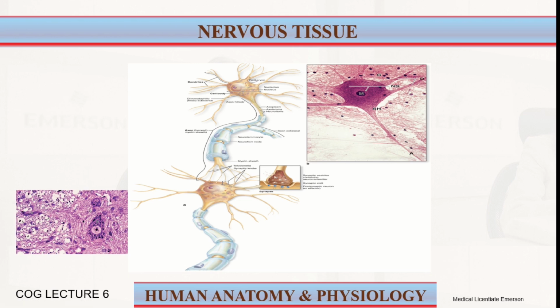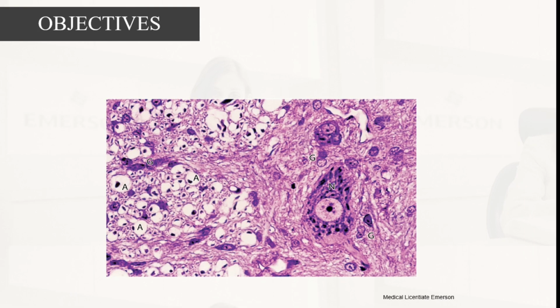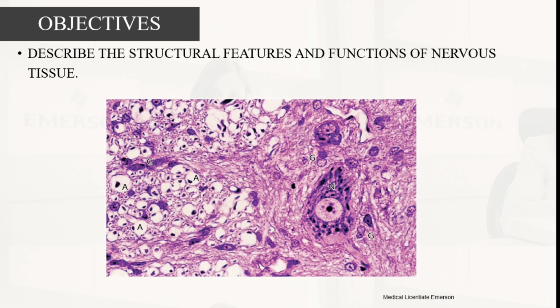So today we are going to go through nerve tissues. This is another anatomy lecture for the human anatomy and physiology combined. Okay, so today we are going to talk about nerve tissues. Nerve tissues are one of the tissues that we are continuing with. So objectives: we are going to describe the structural features as well as functions of the nervous tissue.